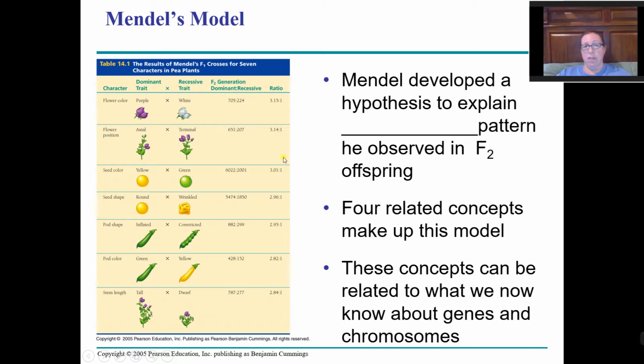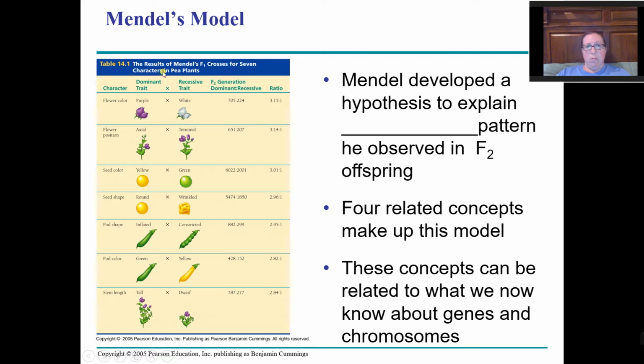Okay, so you can see that it's not exact, but you do see that there is that 3-to-1 generation. Okay, so you see that he looked at flower color, flower position, you have the axial and the terminal buds, you have seed color, seed shape, pod color, and stem length. So they're all pretty self-explanatory.